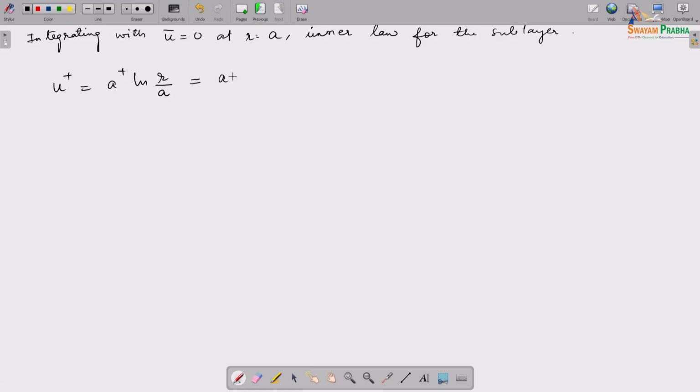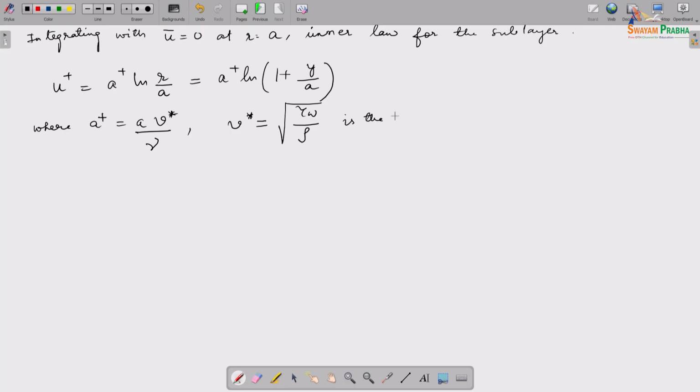Right, where this is the wall friction velocity. So, this is the inner law for the sublayer.